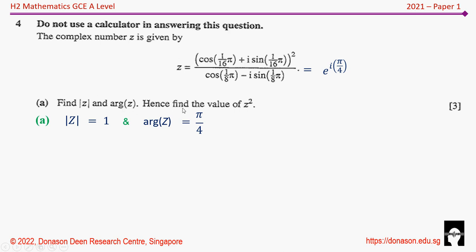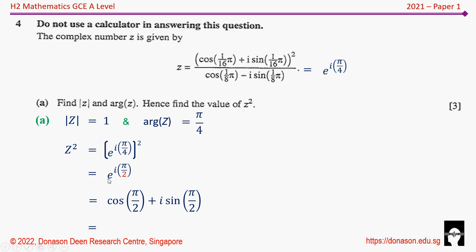But we are told, hence find the value of the square of z. So what would be z squared? This is my z in exponential form, e to the power of i pi over 4, and all we are going to do is to square it. When you square it, we can multiply the powers together. So the 2 and the 4 we could cancel and turn this into pi over 2. It is simply going to become e to the power of i pi over 2.